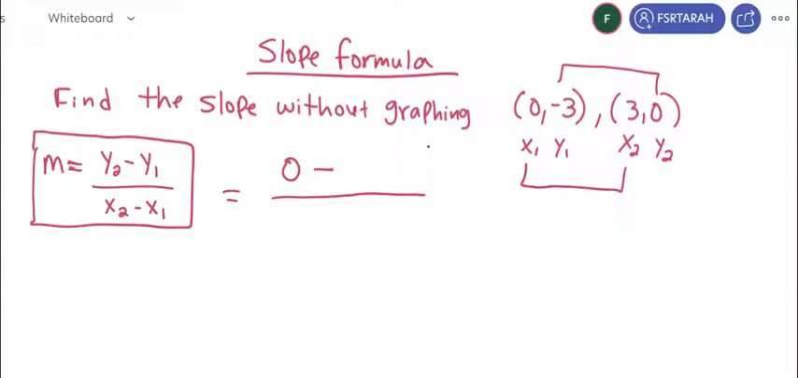So 0 minus negative 3. And then 3 minus 0. Okay? So far, so good.